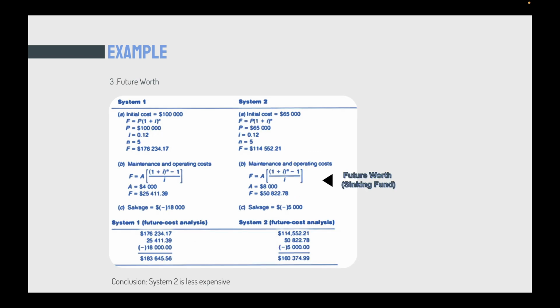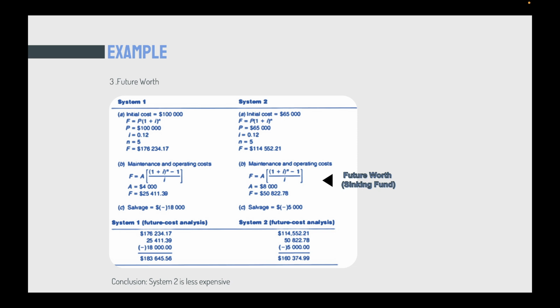Now, if you want to take future worth as your main way, like I want to know which one is worth more in the future, you would think about it as an investment in real estate or something. So you had an initial cost. You use the simple compound equation, F equals P multiplied by (1 plus i) to the power of n, and your i would be 12%. Your future worth would be $176,000 for System 1 and $114,000 for System 2.